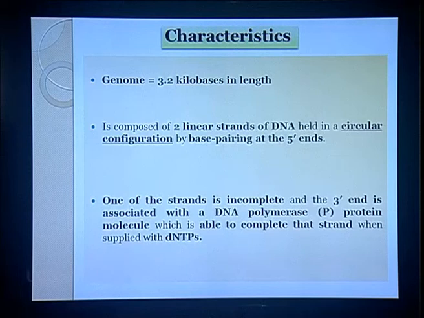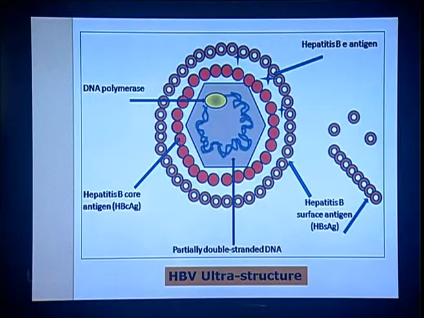Now the genome is 3.2 kb in length, and it is comprised of 2 linear strands, that is straight strands of DNA, and the 5' ends of those strands are actually bonded to each other to give it a more or less circular structure. And one of the strands is incomplete, as I've shown you in this picture. So this DNA genome remains in association with this DNA polymerase enzyme so that it can now finish that incomplete strand and make it fully double-stranded.